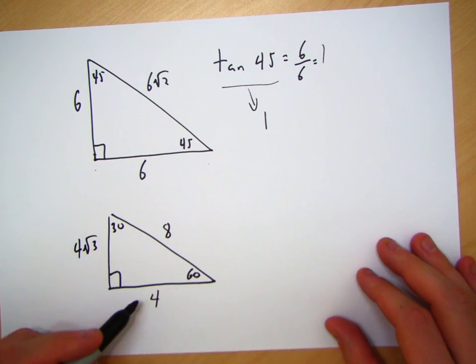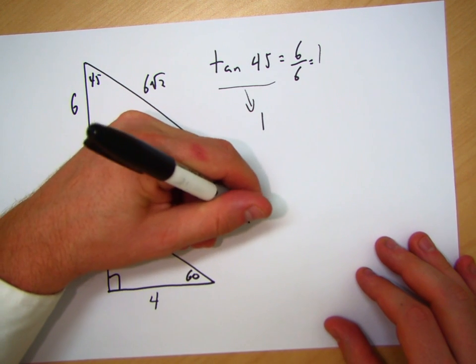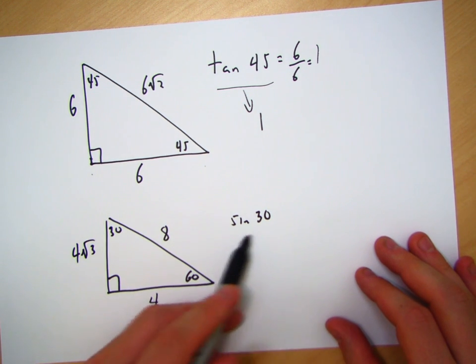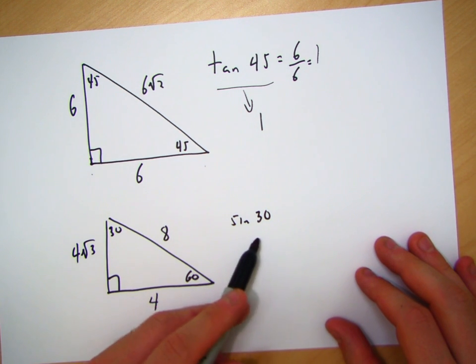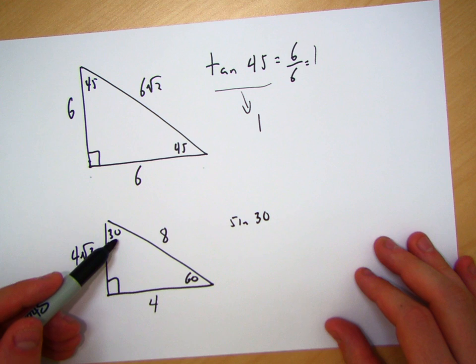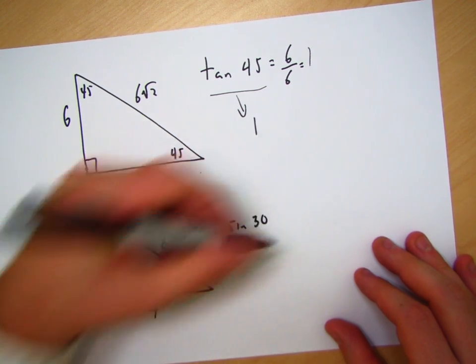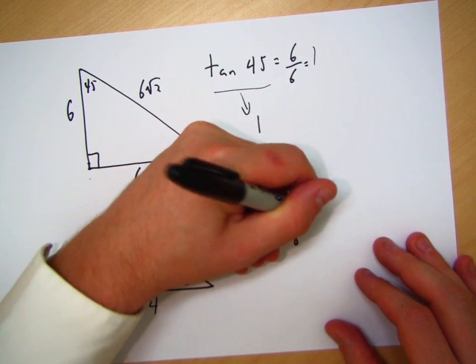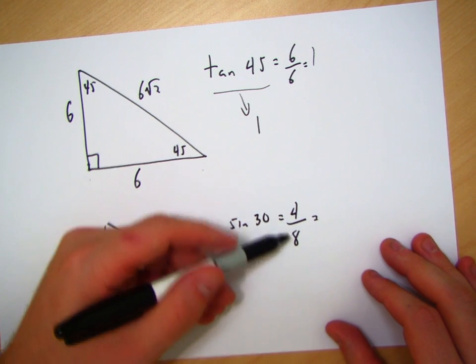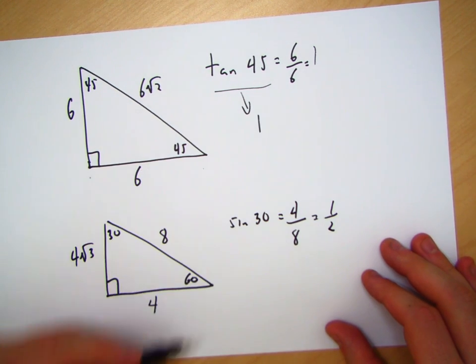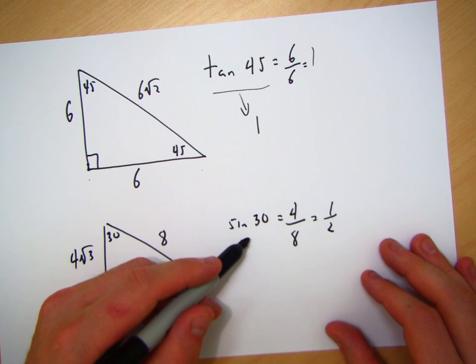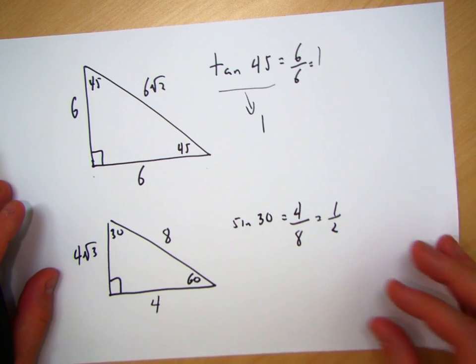But when I look at this one here, what if I wanted to find out what is the sine of 30 degrees? The sine of 30 degrees I could punch in my calculator, but I'm not going to do that just yet. I'm going to look at it like this and say, well, the sine of 30 would equal the opposite, which is 4, over the hypotenuse, which is 8. And of course, 4 over 8 reduces down to 1/2. And in fact, if I punch in my calculator sine of 30, I will get 1/2, or 0.5. It's a very handy way of dealing with this.